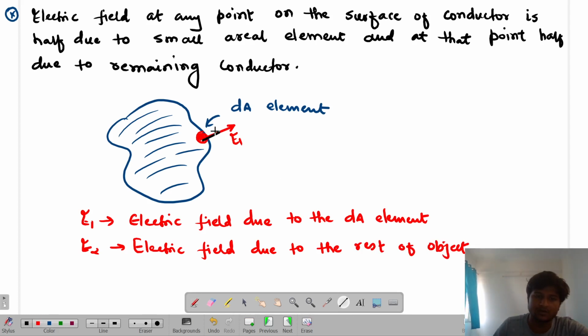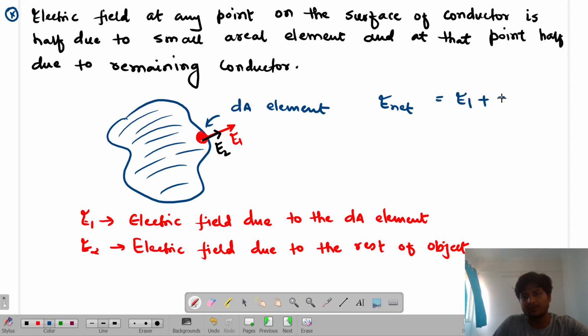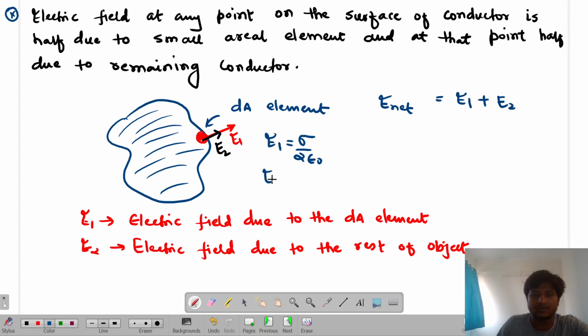Due to the whole other reason. This is my E2. So net E is what? E net is given as E1 plus E2. Are you able to get me? And both of them, E1 and E2, are equal to sigma by 2 epsilon naught and sigma by 2 epsilon naught. Are you able to get me? So that is how we get the net electric field as sigma.